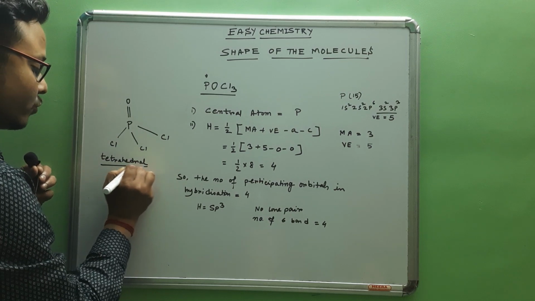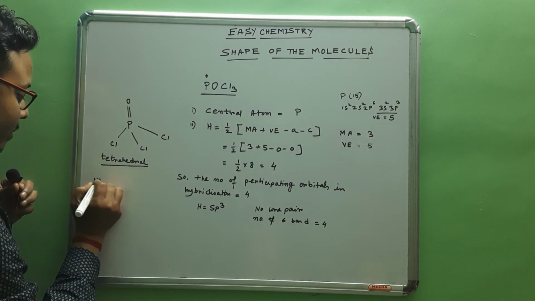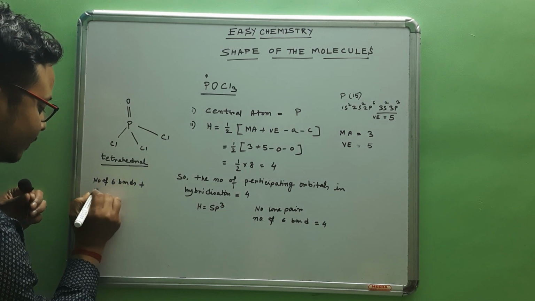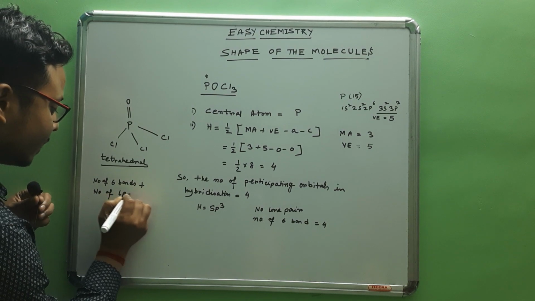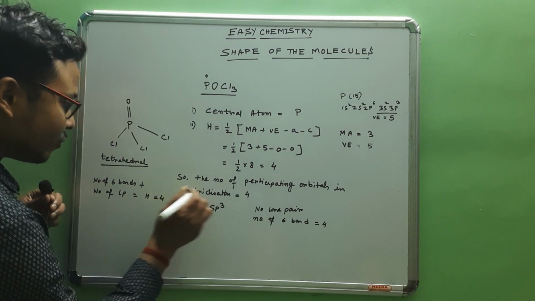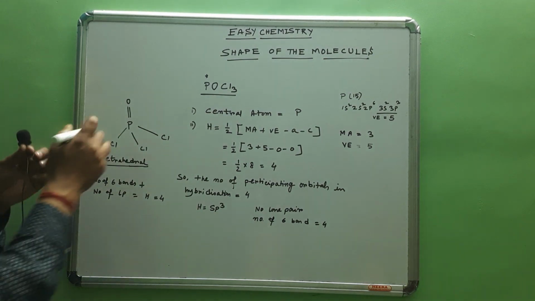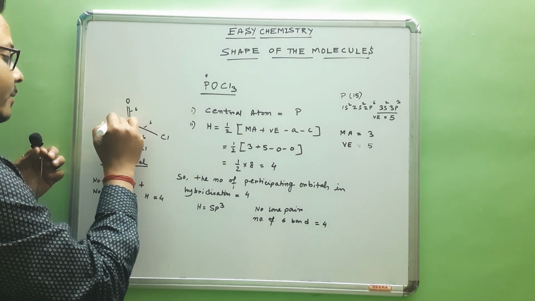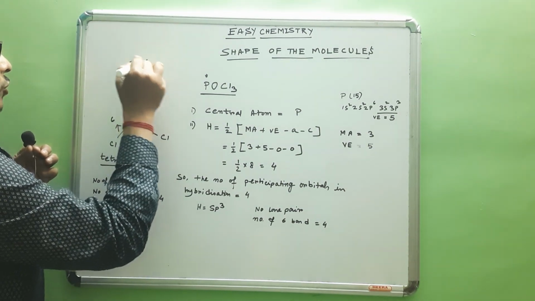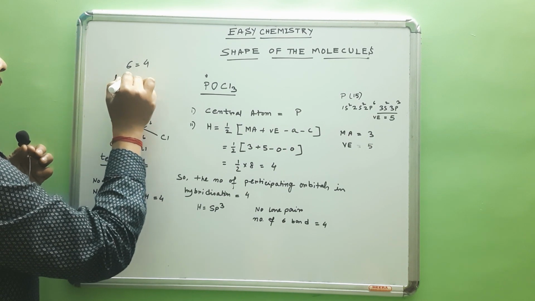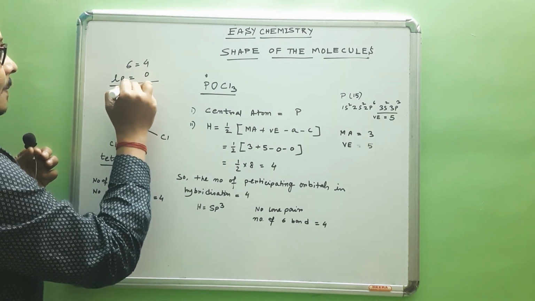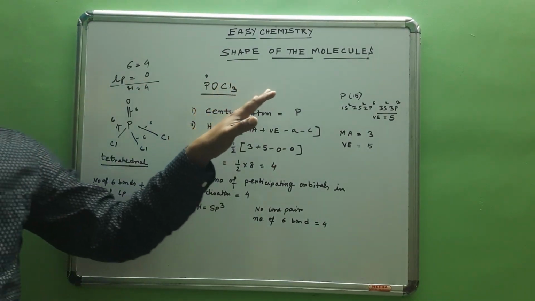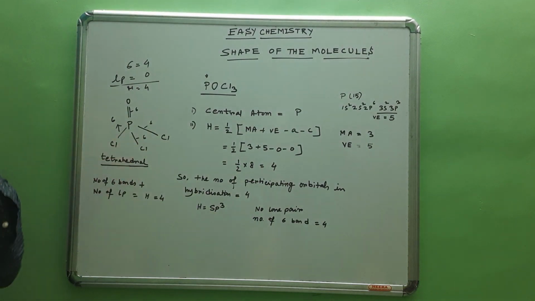In our previous class, we have already discussed that the number of sigma bonds plus the number of lone pairs equals H. So here H is 4. Here one bond is sigma type, this is sigma type, this is sigma type, and this is sigma type. So the total number of sigma bonds equals 4. That means the number of lone pairs equals 0, and the total is 4. So it is tetrahedral. The shape of the molecule POCl3, phosphorus oxychloride, is tetrahedral.